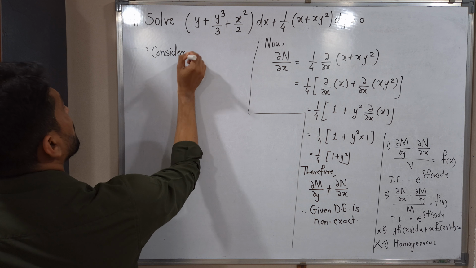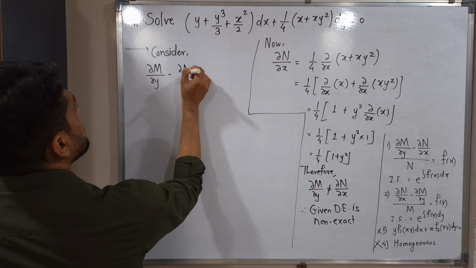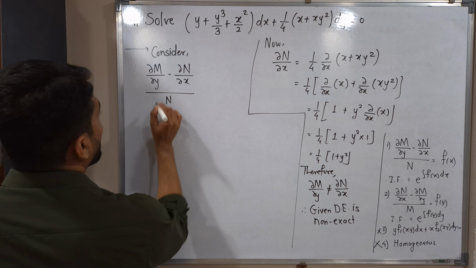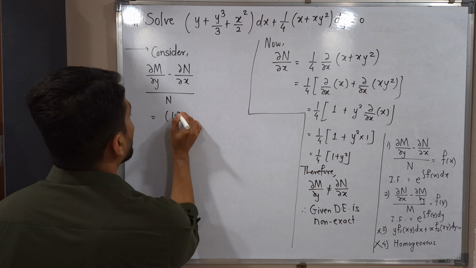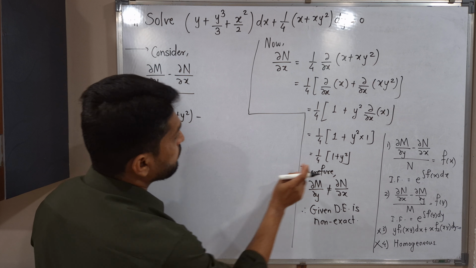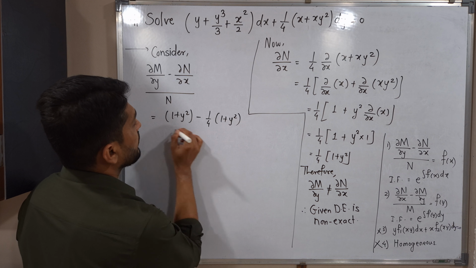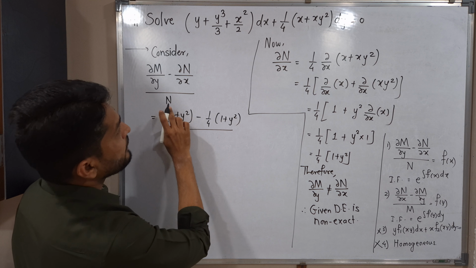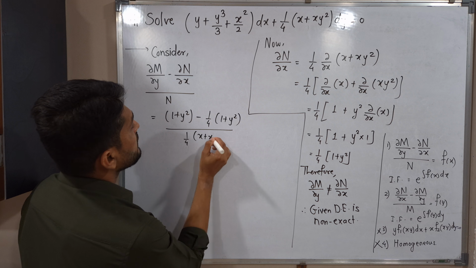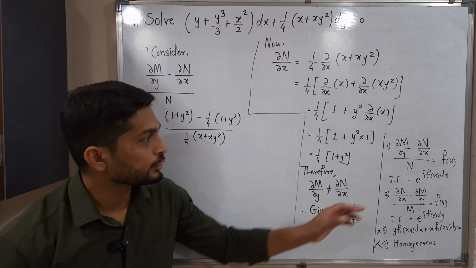Consider delta M by delta y minus delta N by delta x upon N. Delta M by delta y we had got 1 plus y square, minus delta N by delta x, this one 1 by 4, 1 by 4, 1 plus y square, divided by N. What is my N? This 1 by 4 x plus xy square. So we are going to solve it, and it should be a function of x only.